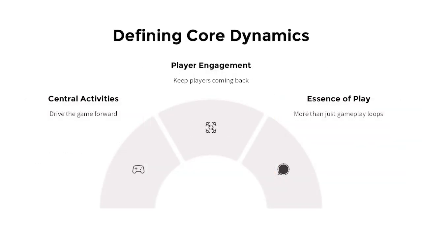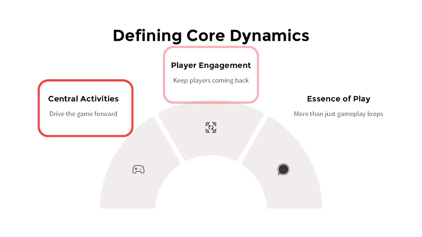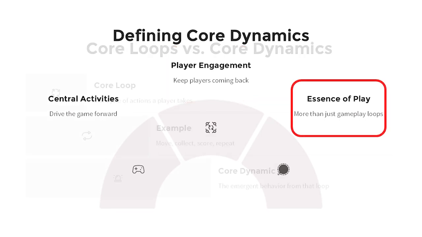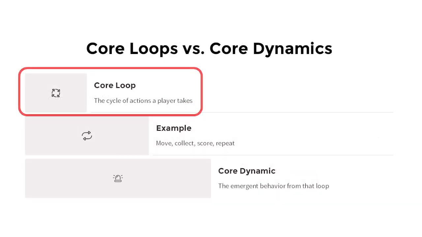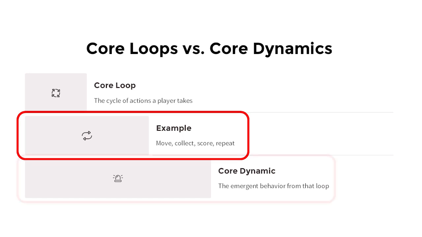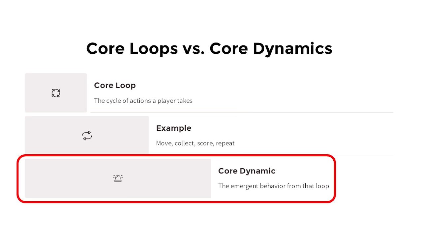Now let's get into examining core dynamics. Core dynamics are the central activities that drive the game forward and keep players engaged. They're more than just gameplay loops. They're the essence of play. The core loop is the cycle of actions a player takes: move, collect, score, and repeat. A core dynamic is the emergent behavior from that loop.